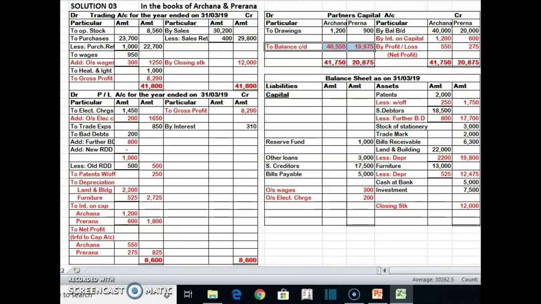Close the partners capital account. Closing balance, Archana 40,550, Prerna 19,975. Transfer the closing balance to the liability side of balance sheet. Take the totals. Now tally your balance sheet by taking the total of your asset side and liability side. The balance sheet will tally.